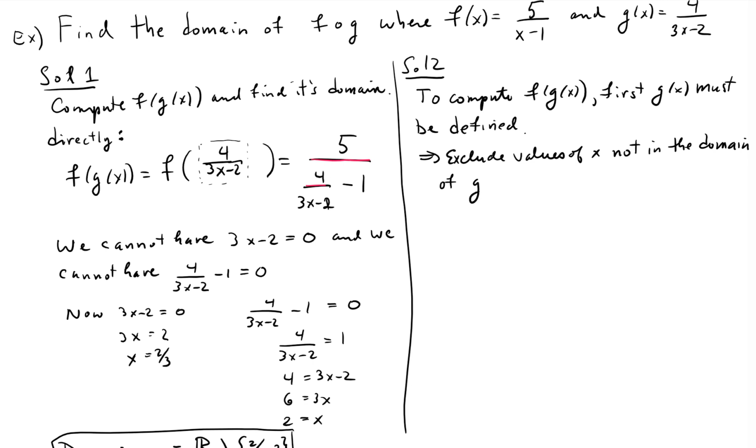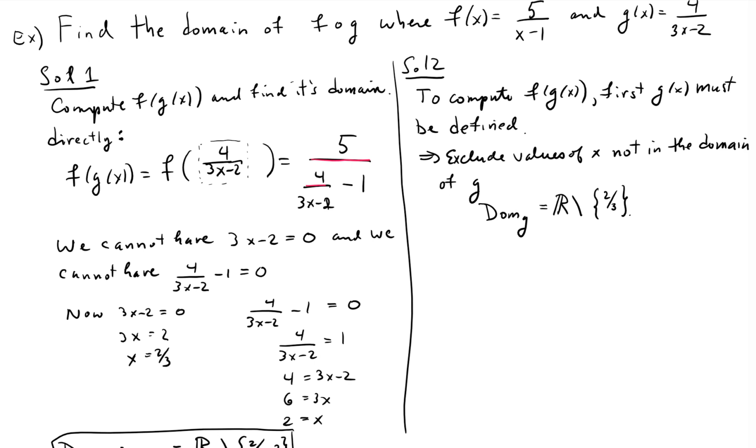Okay. So one thing we need to know is what's the domain of g. So try to answer that question. Now the domain of g is all real numbers except those that would make the denominator 3x minus 2 zero, and we know that that occurs when x is 2/3.